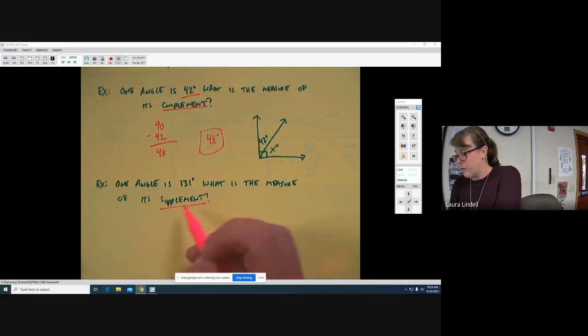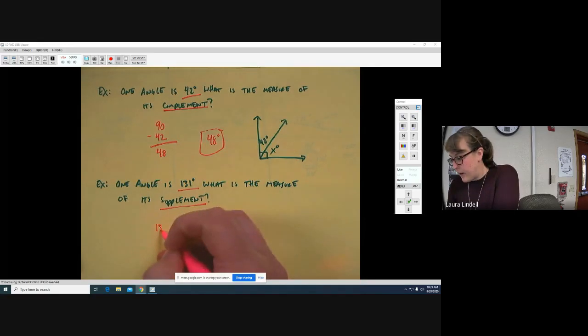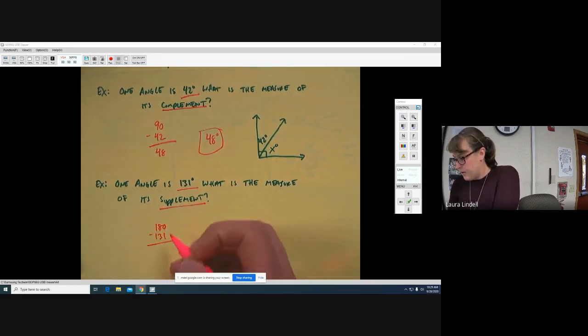So we notice we've got the word supplement, so we're dealing with supplementary angles. And we've got 131 degrees for our initial angle, so we just have to take 180 minus 131, which should give us 49.